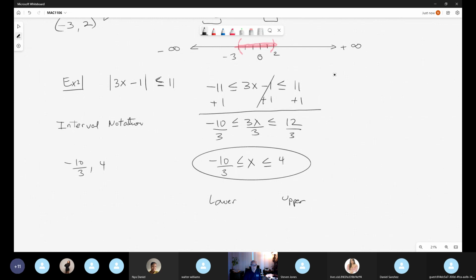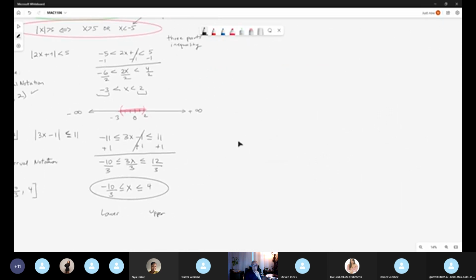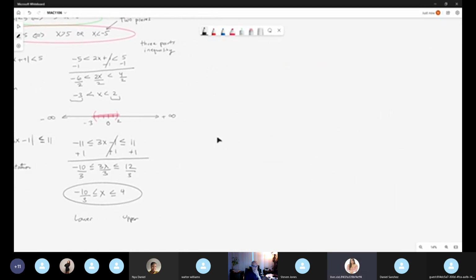And now the new thing this example brings is that it contains an equal sign. Therefore, the endpoint belongs to the solution, and the symbolic way to indicate this idea is using a square bracket. Boom, finals. Cool? Everyone follow me, right? Yes, sir. Let's do another example.